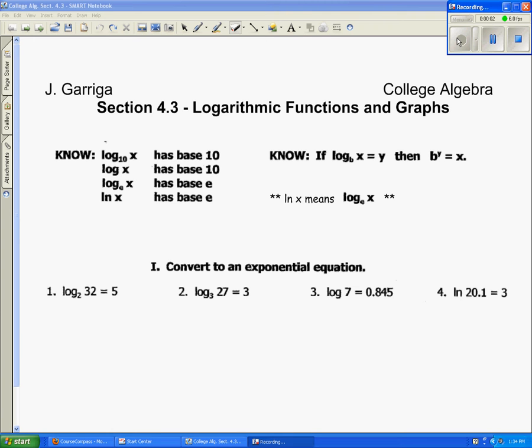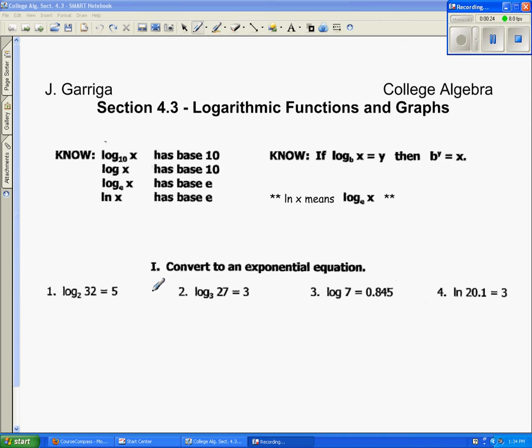In section 4.3 we're talking about logarithmic functions and graphs. Over here we see that the base is 10. If there's not one shown, it's a known base of 10 for log. That's a base e. And for natural logs, if it's not shown, it's a base of e. Okay, this is logarithmic form and this is exponential form.